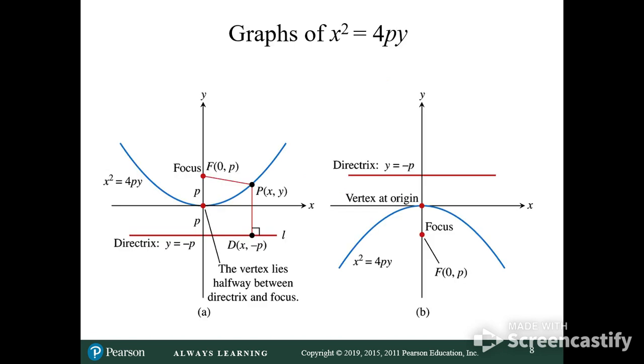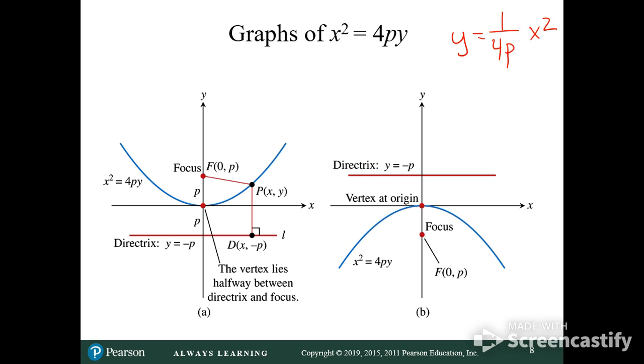Now, you have a parabola that goes up or down, which is normal for most of you. You've seen parabolas go up or down. I don't like this equation, so I change it to y equals 1 over 4p times x squared, where p is the distance from the focus to the vertex or the vertex to the directrix line. That's this distance in here.